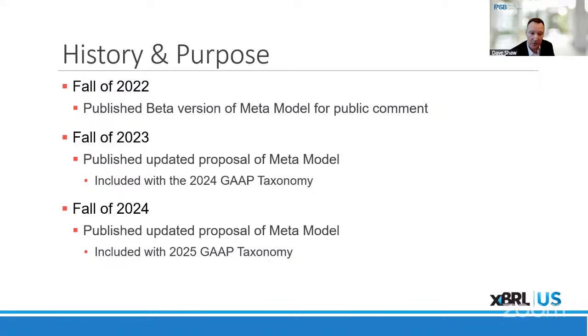You could argue that even the current one is a bit in a beta phase, but it was still very much beta. But we went ahead and included it with the 2024 GAAP taxonomy, as we saw that was an important milestone in the development of the meta model. Last fall, we published a new updated proposed version of the meta model. And as I said, it is much more inclusive of elements in the GAAP taxonomy. But since then, as I've been looking at it, there's a lot more I want to add to make it more complete. And so I'm happy with the progress we've made. I'm really happy with where it is for the 2025 GAAP taxonomy.